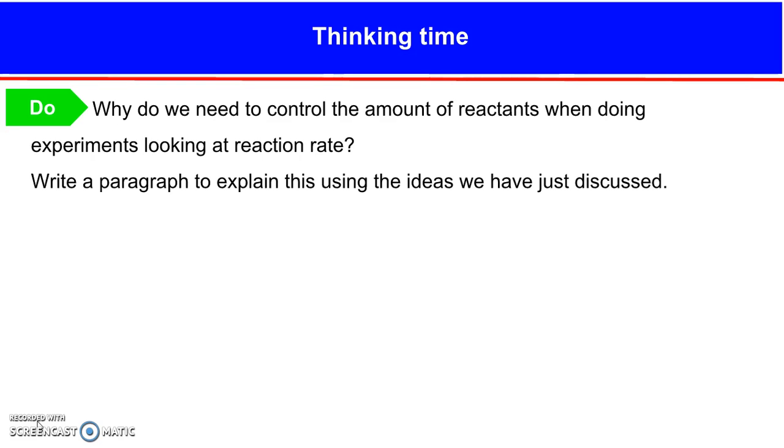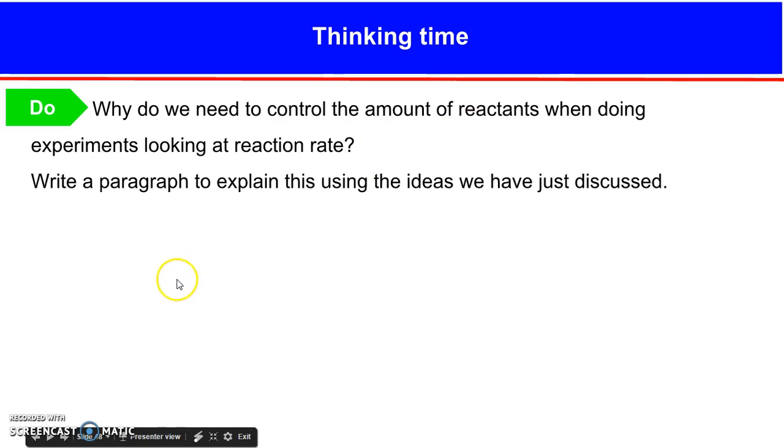That one more task is you're going to write another paragraph. This paragraph is going to explain the ideas that you've just learnt about, looking at amount of reactants and how that affects the reaction rate. So what we're thinking about here is, why do we need to control the amount of reactants when doing an experiment that looks at reaction rate? You wrote a similar paragraph about temperature and why you need to control temperature, but now we're going to look at the amount of reactants and why we have to control it.